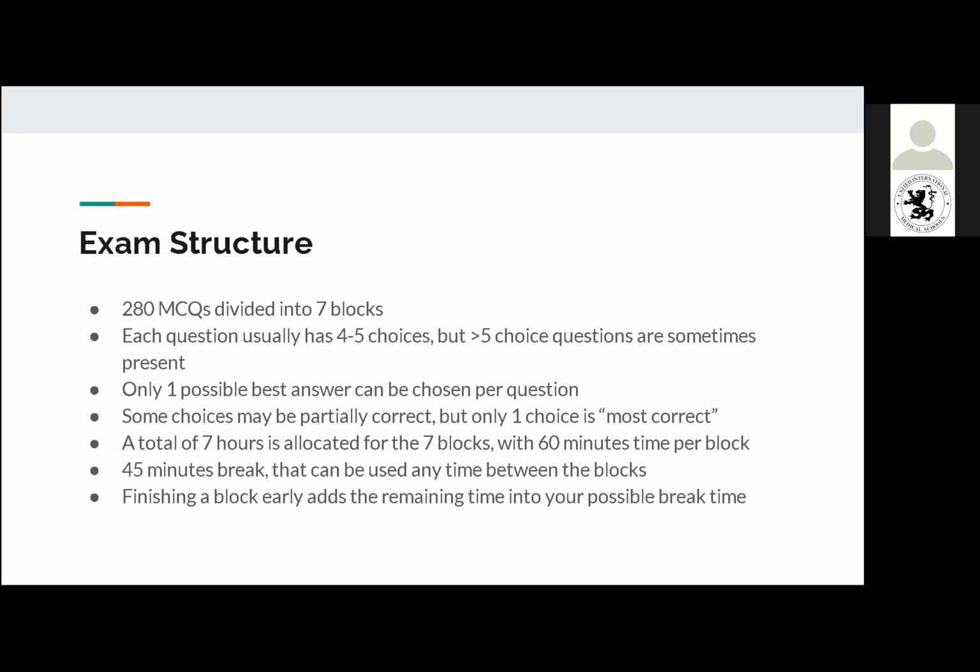There's a total of 7 hours for 7 blocks, which means that you get 60 minutes per block, and there are 40 questions per block, which means that approximately you get 90 seconds per question. You get a total of 45 minutes break, and you can use this break anytime between your blocks. So you don't have to sit for a whole 45-minute break. You can just divide your breaks into, for example, 5 minutes between each block. And whenever you finish a block early, the remaining time gets added to your total break time during the day.